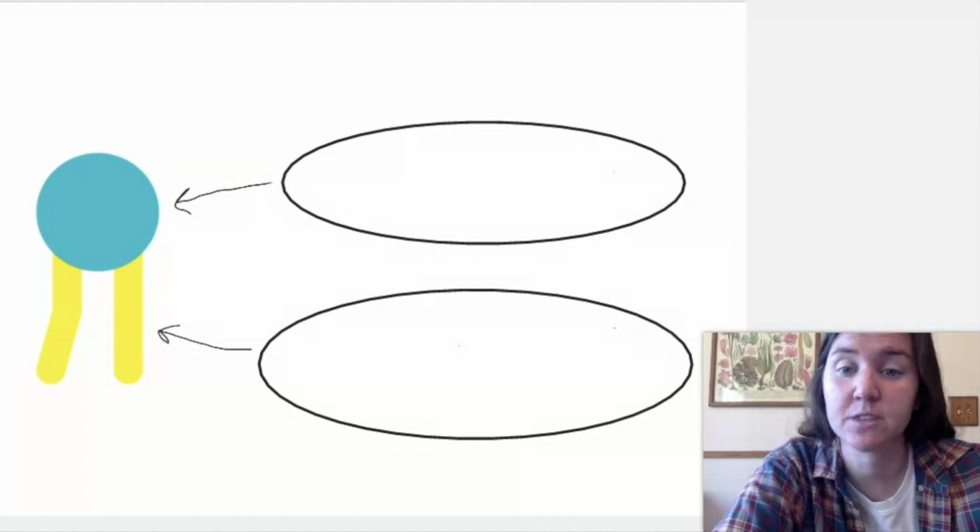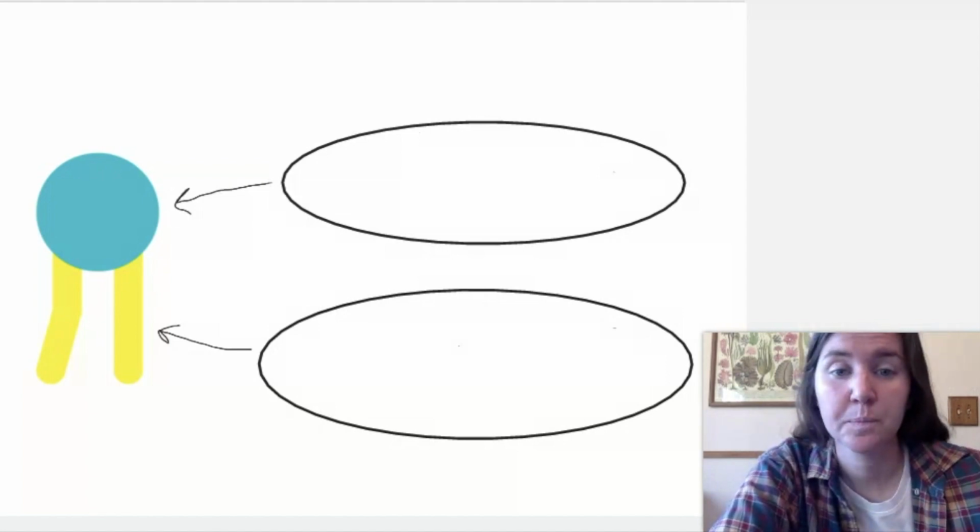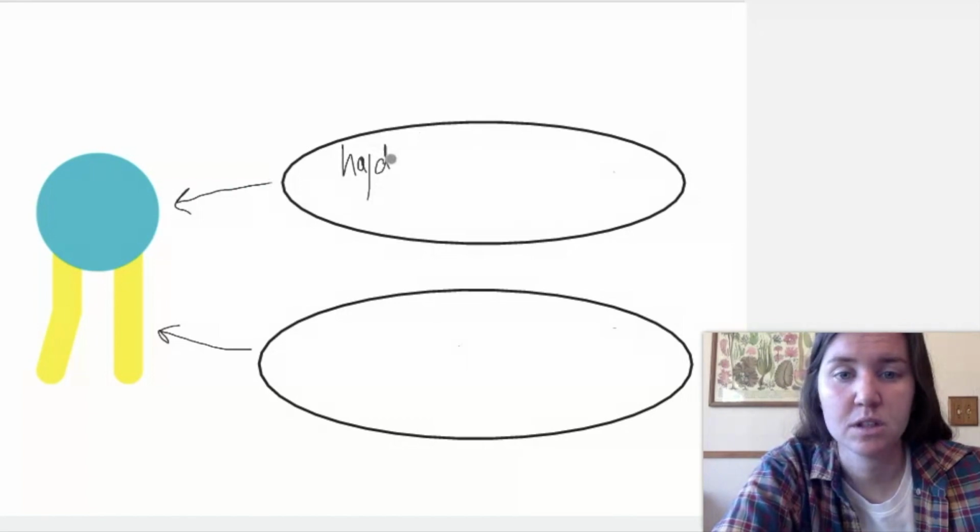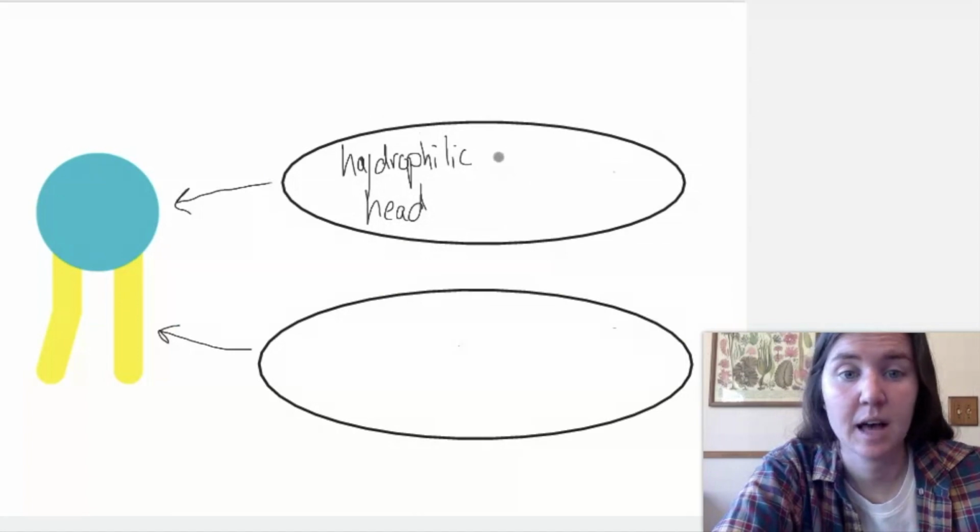They are called phospholipids. So the top of this is called a hydrophilic head. It's a phosphate, and it's called hydrophilic because it loves water. Now, if you remember, water is polar, so the reason that this loves water is because it's polar as well.